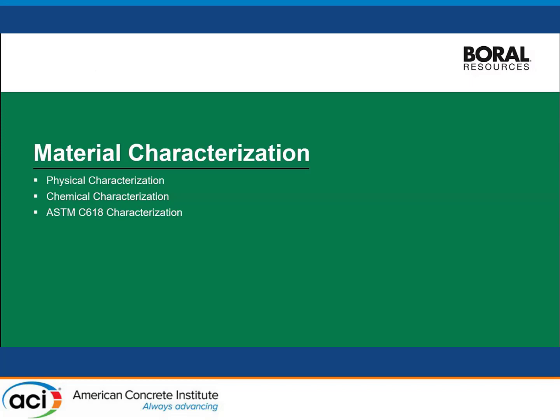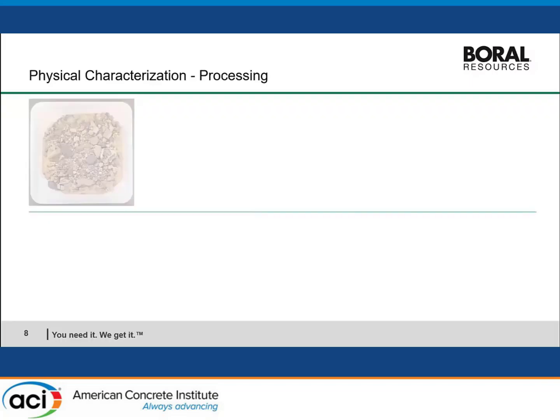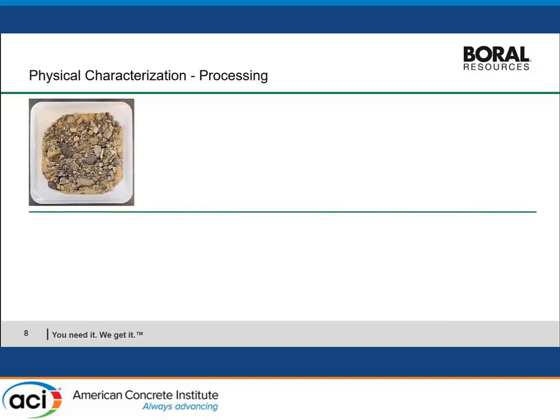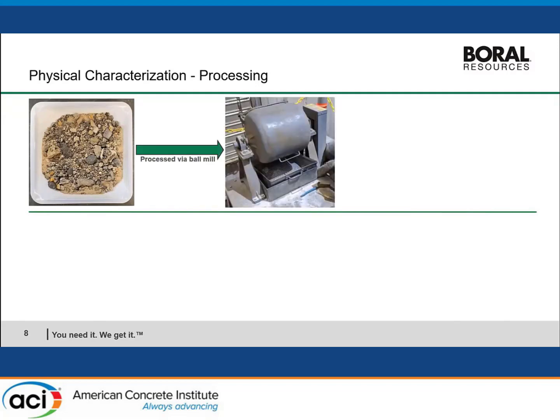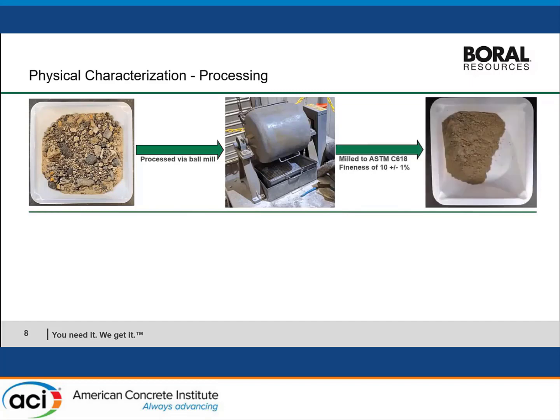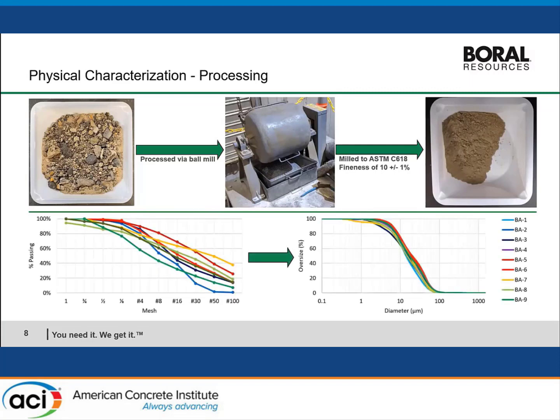So the first part of this presentation is going to be material characterization. So we're going to start off with the physical characterization of these materials. And with bottom ash, that has to start with processing. So as I described, this material is large and it needs to be pulverized into a powder. We did that with the raw material at our lab by using our laboratory scale ball mill. And we decided to mill all these materials to an ASTM C618 fineness of 10 plus or minus 1%. Doing this allows us to take a material that previously required a sieve stack gradation into one that's a fine enough powder to use particle size analysis on.